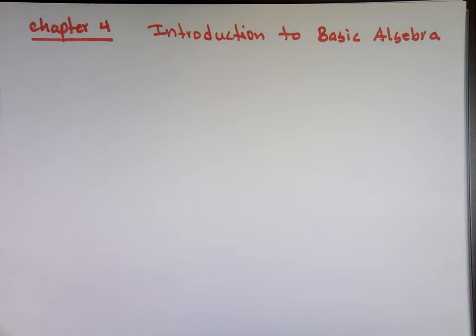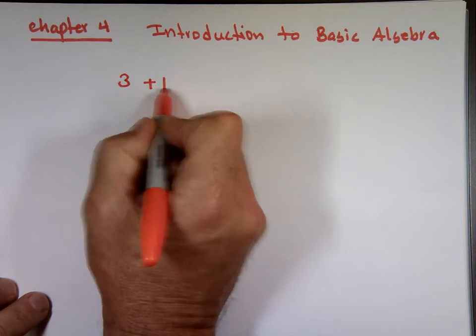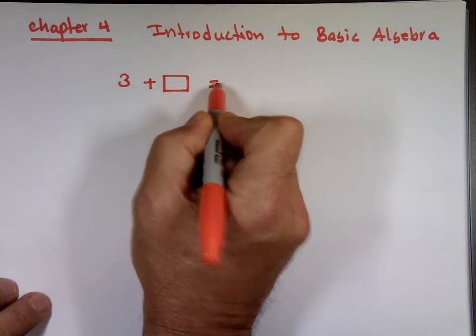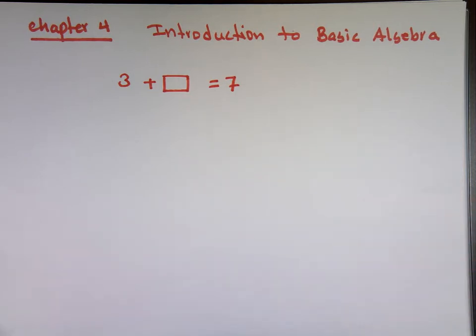Let me just talk about equations for now. If I said to you 3 plus what is equal to 7? The answer to the box will be what? 4? This will be a 4.